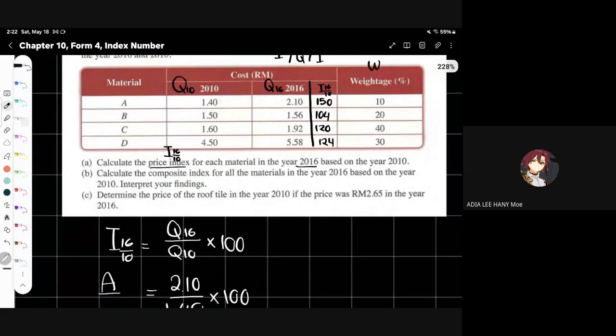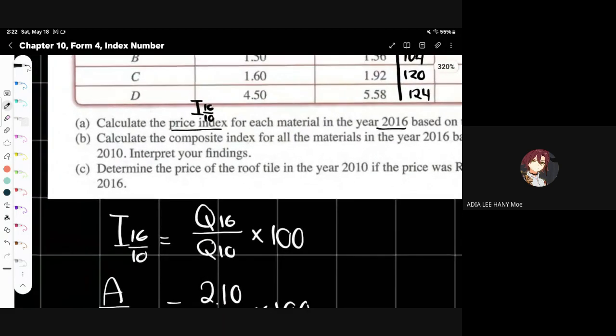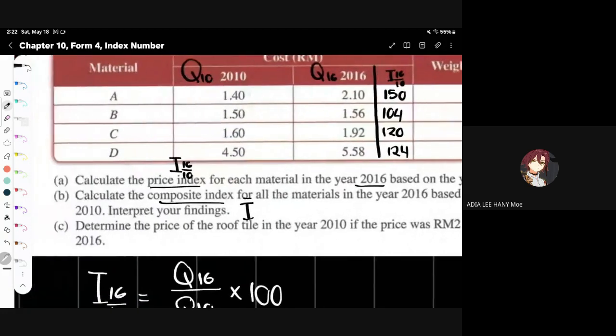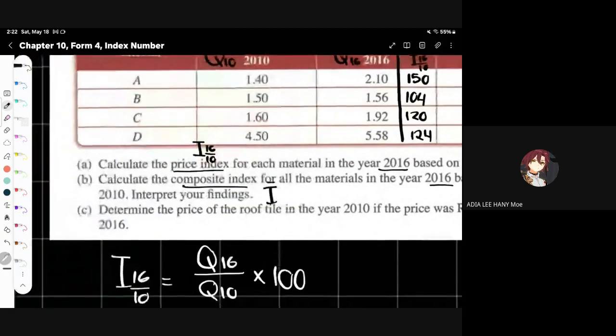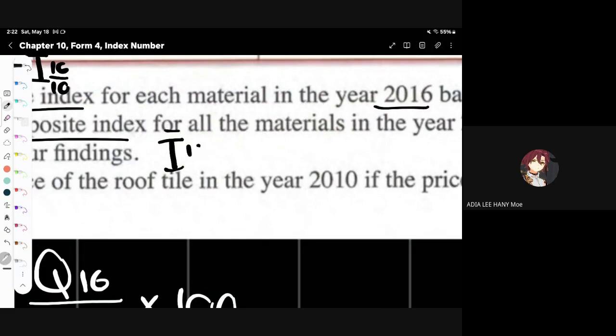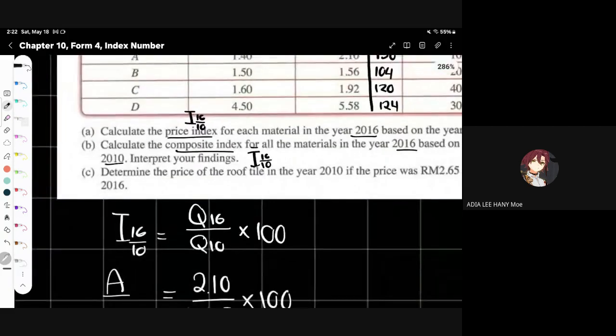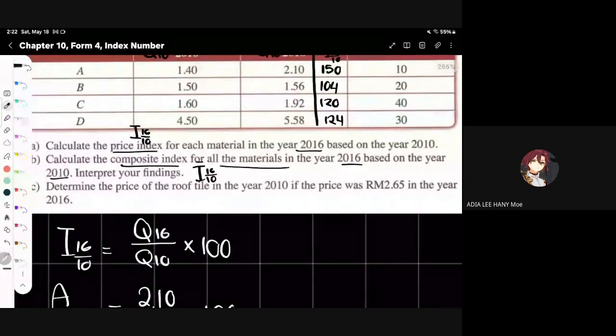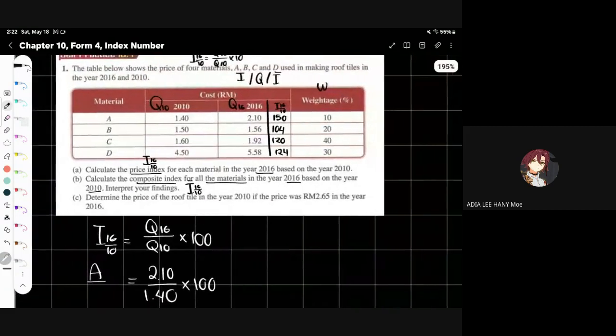Now they ask you to calculate the composite index. What do they want? They want I dash. In what year and what year? They say 2016 based on the year 2010. So just immediately put the years: 16 on the top, 10 on the bottom. The top is always the newer year. This is for all the materials in the year 2016. So basically, one composite index.